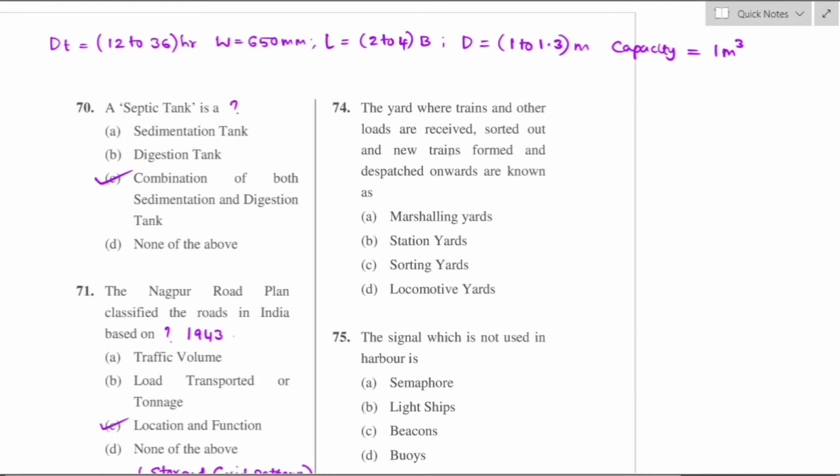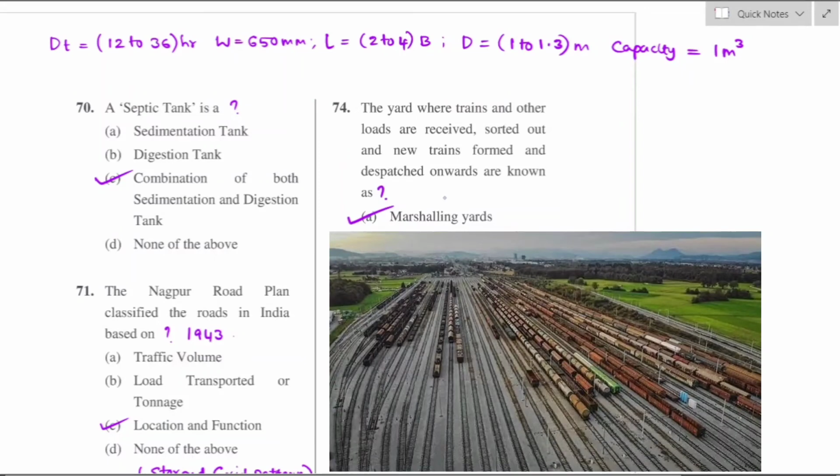Question number 74. The yard where trains and other loads are received, sorted out and new trains formed and dispatched onwards is known as a marshalling yard. Option A is the right answer. In the following picture, you can observe the marshalling yard. It is a place or depot where railway wagons are centered and made up into trains and where engine carriages are kept when not in use.